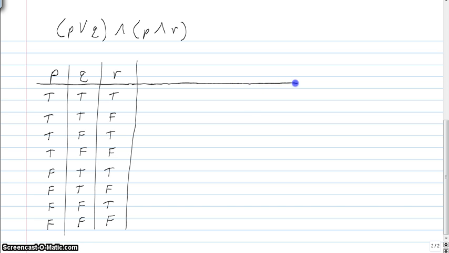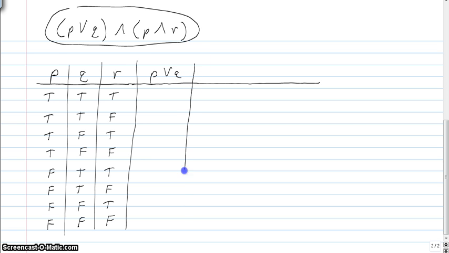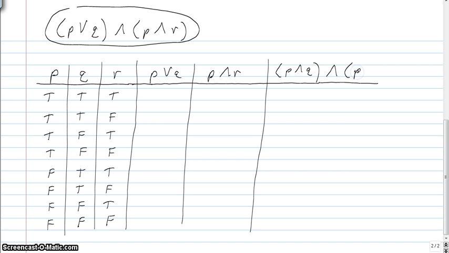And then the way I recommend that you do this is you want to break this guy up into smaller propositions. So let's look at P or Q in one column, and then we'll look at P and R in another column, and then we can put it all together and build this guy. Oops, let's see. This should be OR. That will make a difference.